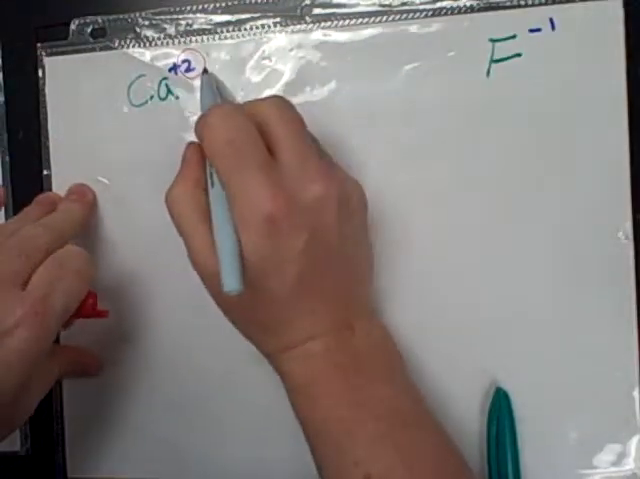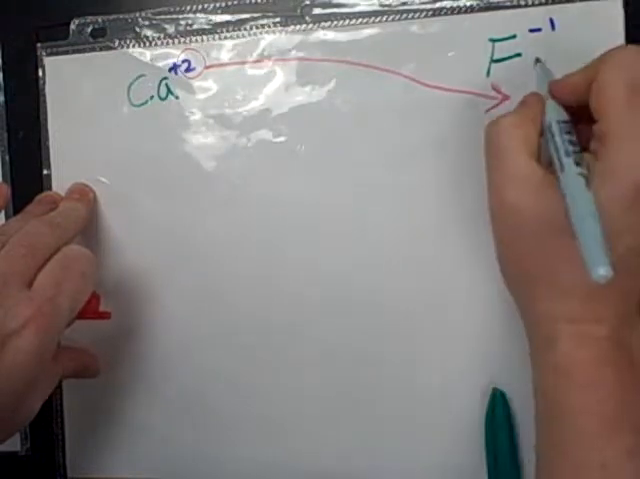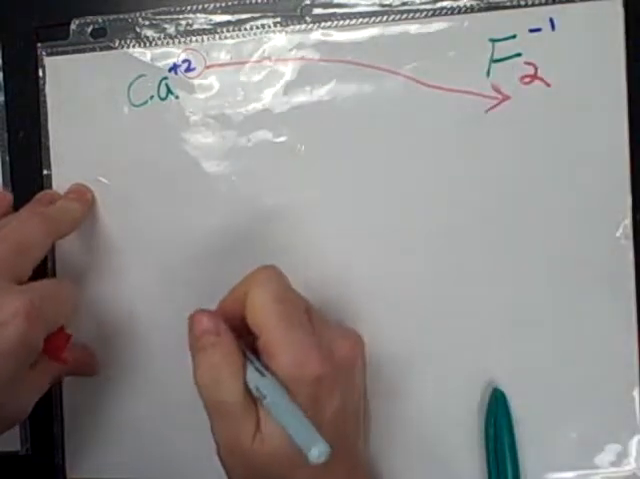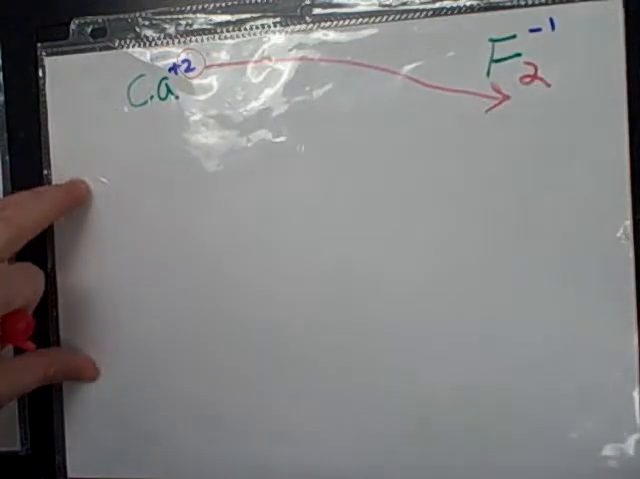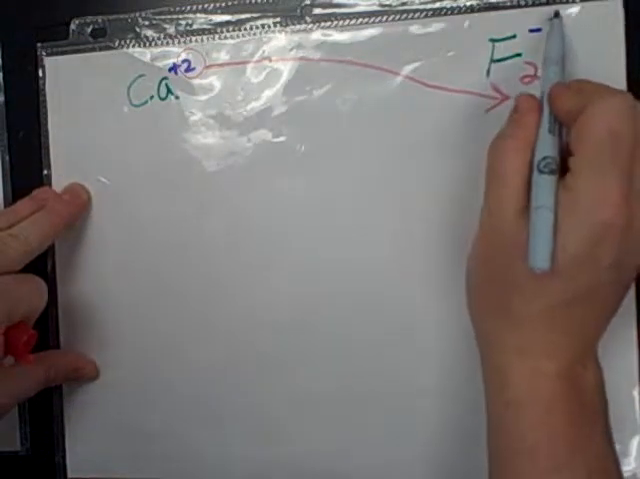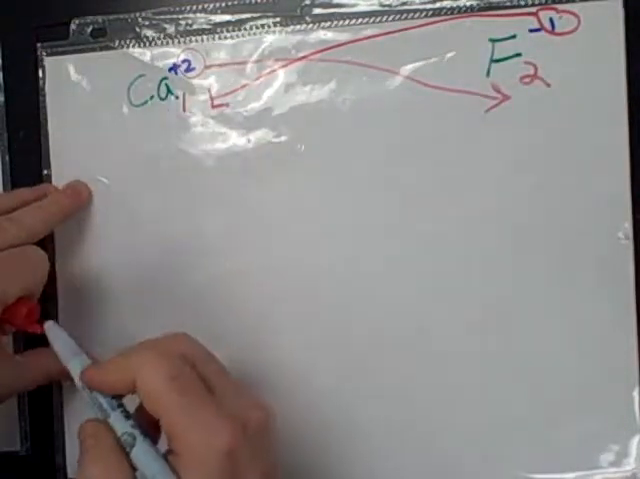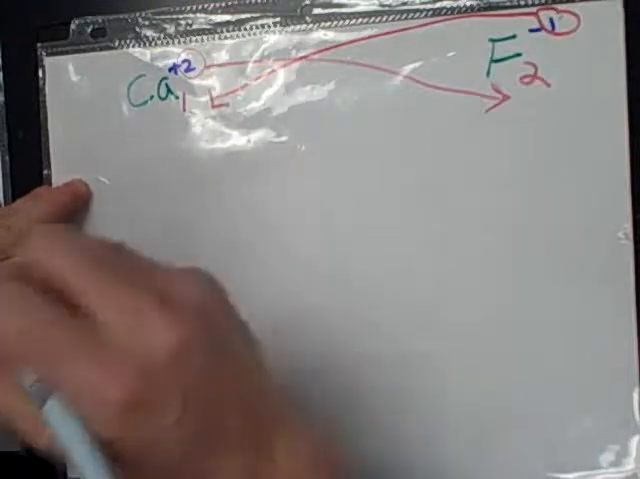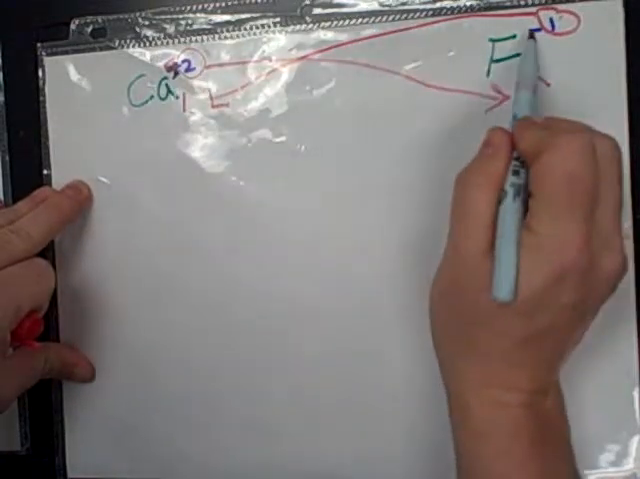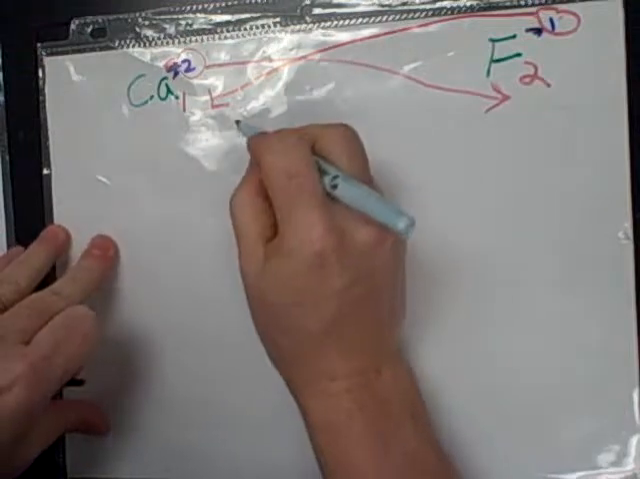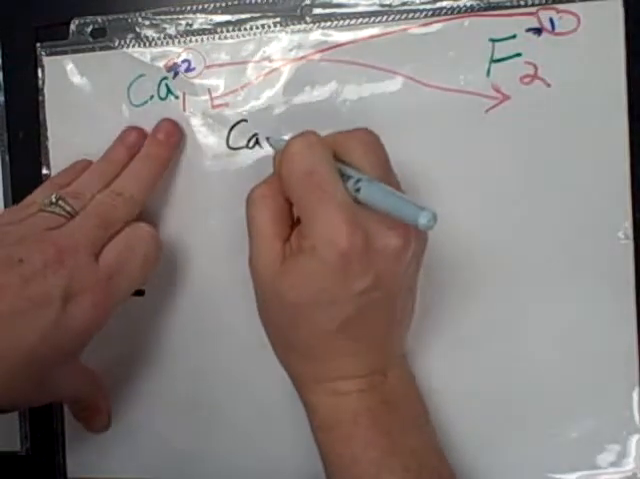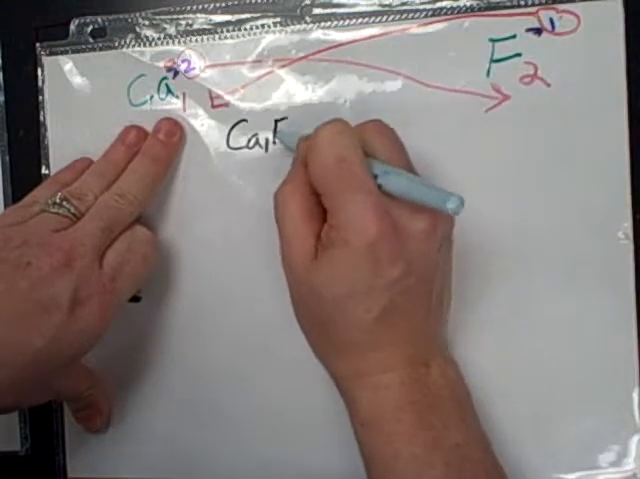Then the next step is to take the number from the ion charge, crisscross it over to the opposite side to become the subscript under the other ion. So this ion charge number goes over here to become the subscript under calcium. Then the plus and the minus symbols disappear. They do not appear in our final formula. So after we crisscross, we get Ca1F2.